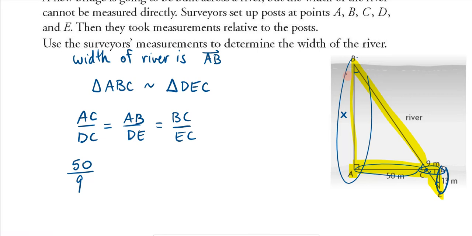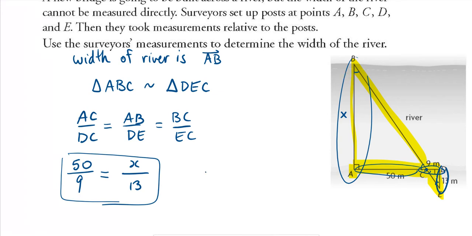Now, AB over DE, well, that's going to be x over 13. And BC over EC, well, we don't have any of those measurements, so we're going to leave that one out for now. So we're going to equate these two ratios. So 50 over 9 is my scale factor, which is equal to the same scale factor as x over 13. So equating these two together gives me an equation that I can solve for x.